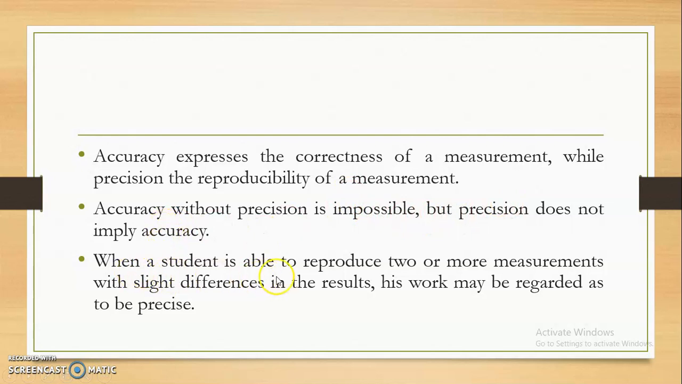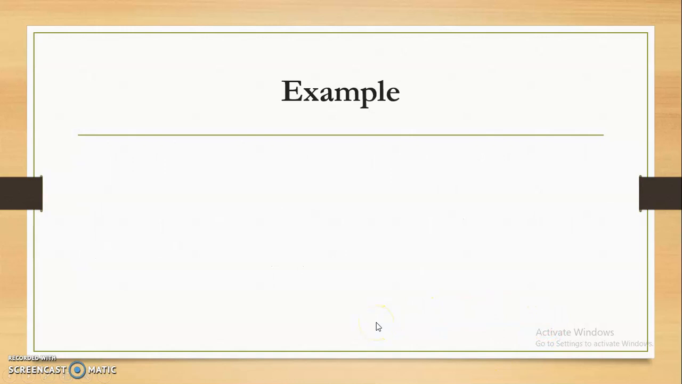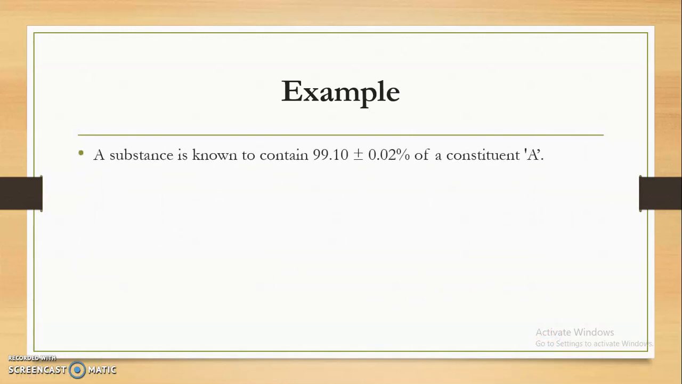When a student is able to reproduce two or more measurements with slight difference in the results, then his work may be regarded as precise. This we will see in an example. Now here a substance is known to contain 99.10 plus minus 0.02% of a constituent A. Okay, so this is our true value or theoretical value.